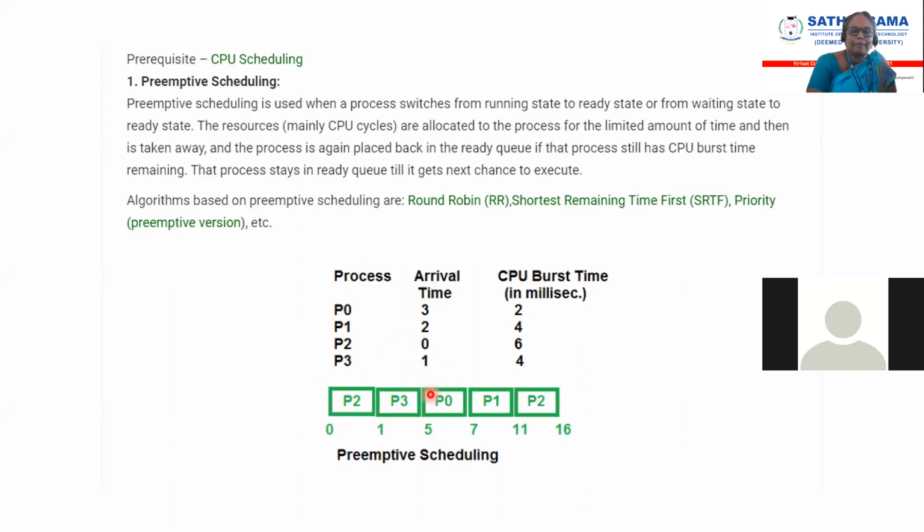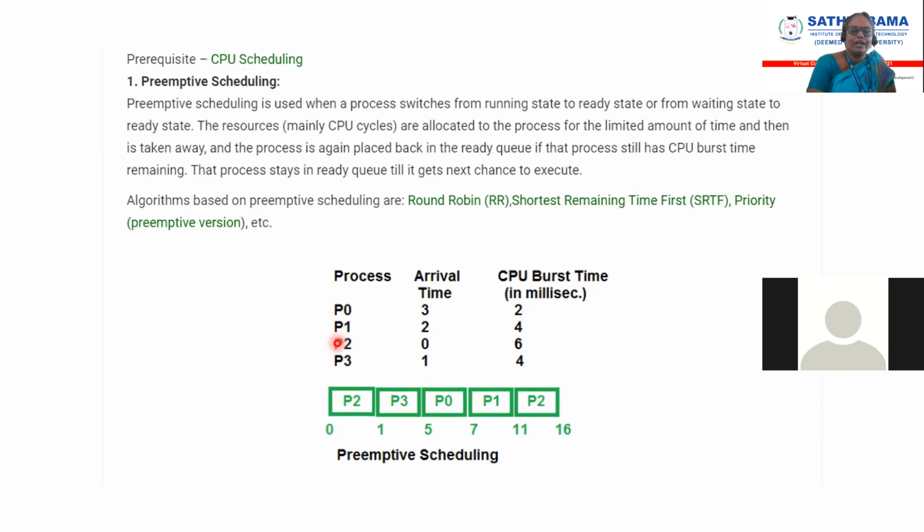Then you keep on P0. For P0, what is the timer? 3 seconds. So again it will come to the ready state. And then P1, which is 2 seconds, it will come to the next state. So you keep on seeing that whether it is in the running state or the waiting state, it will come to the ready state.